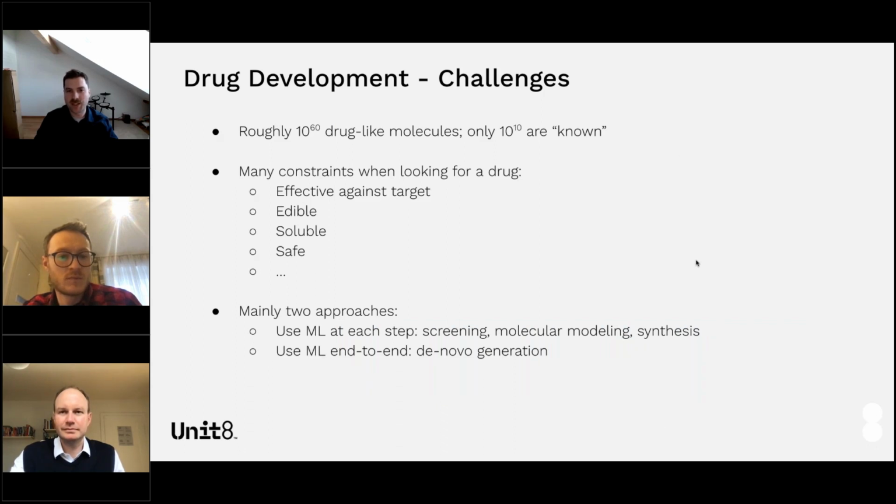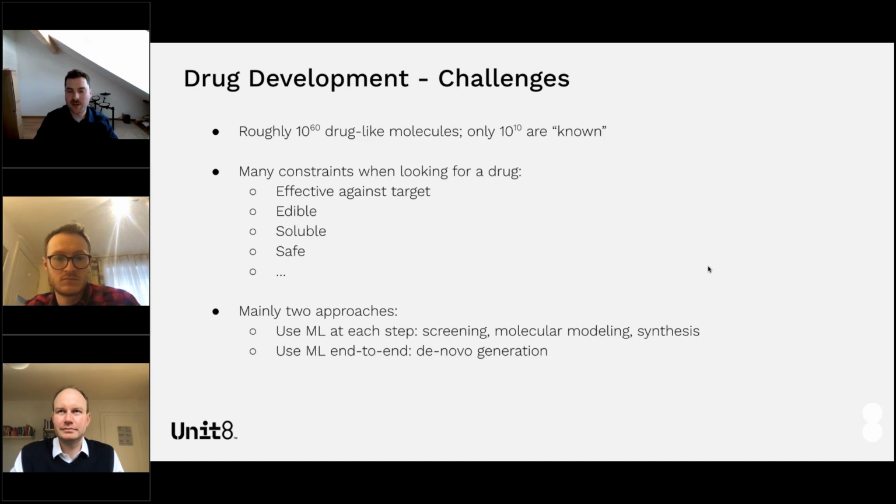So the challenge there, as I said, is that the number of possible molecules that look like drugs is really, really huge. And the problem has many facets. When we develop a new drug, we want to find something that is effective against the disease, but also edible, soluble. People have to be able to eat it without side effects, and so on, right?